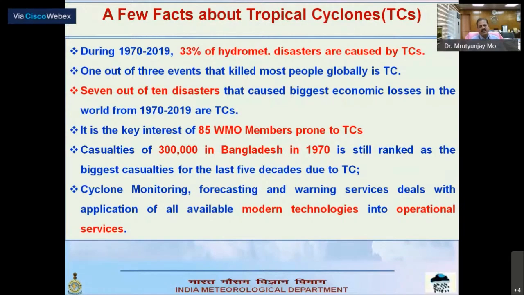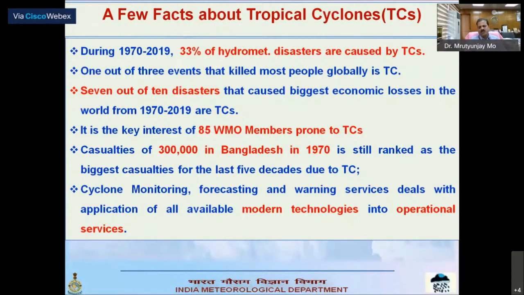There could be as high as 300,000 or 3 lakh people deaths in Bangladesh cyclone 1970. It is popularly called as Bhola cyclone because it crossed Bangladesh coast near Bhola. And it is still ranked as the biggest casualty in the last 5 decades due to the tropical cyclones.